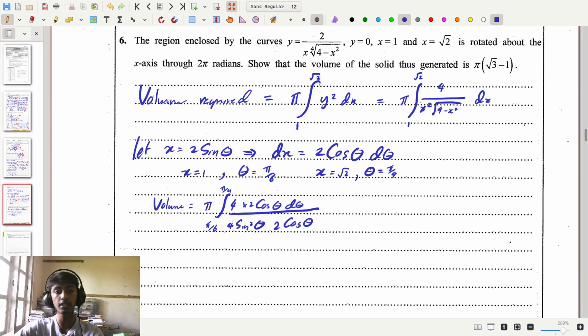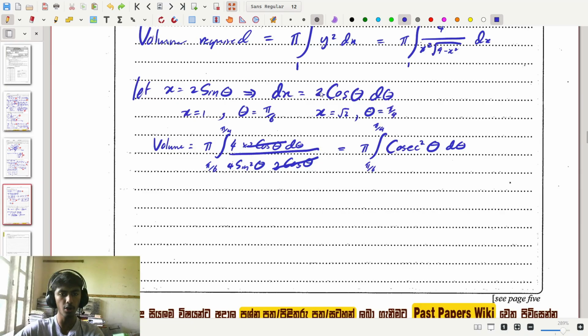And here we can see the 2 cosine theta and the 2 cosine theta cancel, and then we can also see the 4 and the 4 cancel, leaving us with just pi times the integral from pi by 6 to pi by 4 of 1 divided by sine squared theta, which is going to be cosec squared theta d theta. Therefore the volume we're interested in is pi times the integral from pi by 6 to pi by 4 of cosec squared theta d theta.